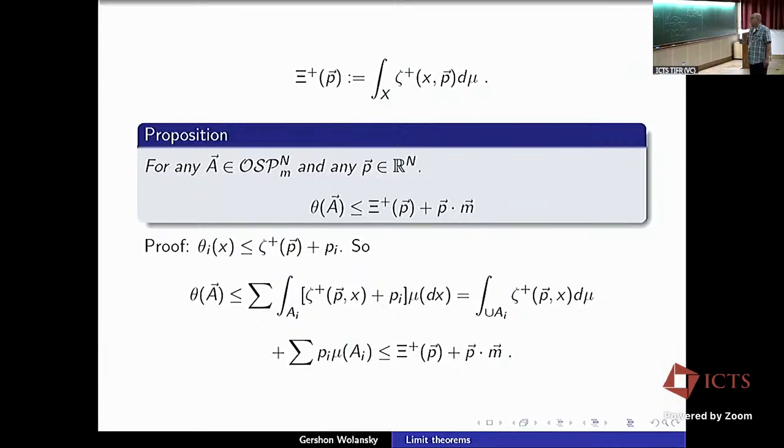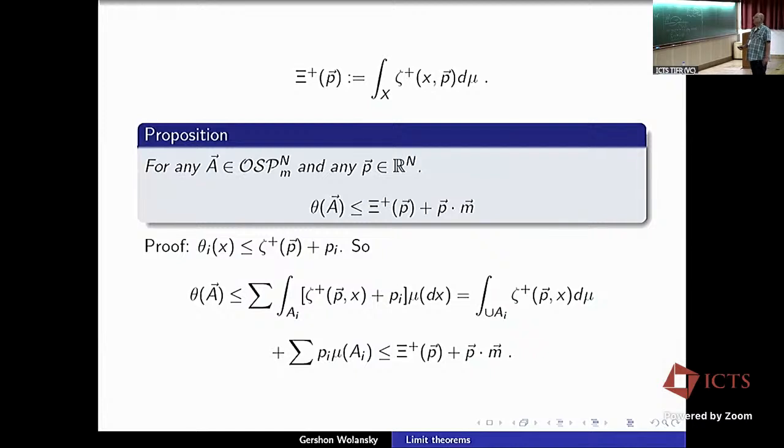Again, I remind you, we define chi plus to be the integral of this function zeta plus. Then, again, very cheaply, we get this proposition that for any open partition subject to M, and any price vector, we have this inequality. So the sum of the rewards of partition A is smaller or equal than this function plus P dot M. Well, why is this?